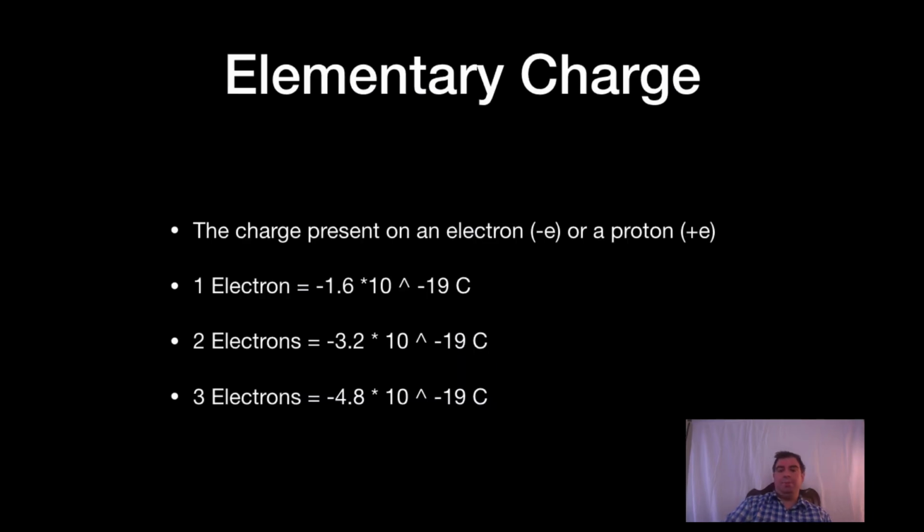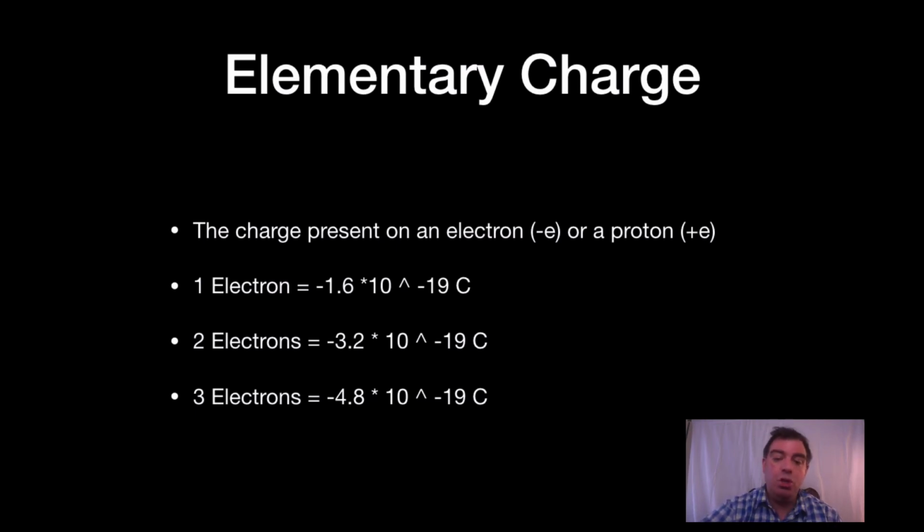So where does that leave us? What does that mean? Elementary charge, of course, is the charge that is present on an electron or a proton. Electrons are going to be a negative elementary charge, and a proton is going to be a positive elementary charge. That means if we have one electron, the charge is going to be negative 1.6 times 10 to the negative 19 coulombs. But if you have two electrons, it is going to be double the elementary charge, which is negative 3.2 times 10 to the negative 19 coulombs. If you have three electrons, it is going to be triple the elementary charge, so it's going to be negative 4.8 times 10 to the negative 19 coulombs.